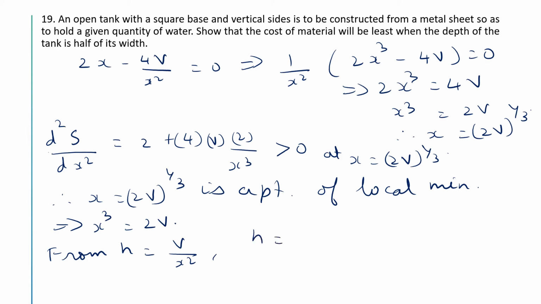h is equal to, v is nothing but x cube by 2. So we get h is equal to x cube by 2x square. So this is nothing but x by 2. Therefore, h is equal to x by 2.